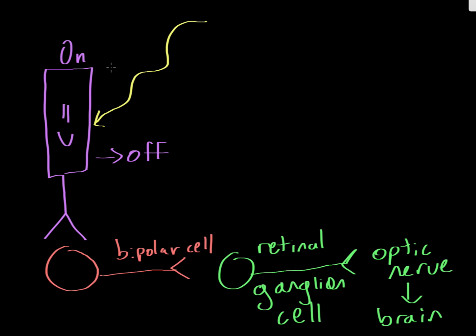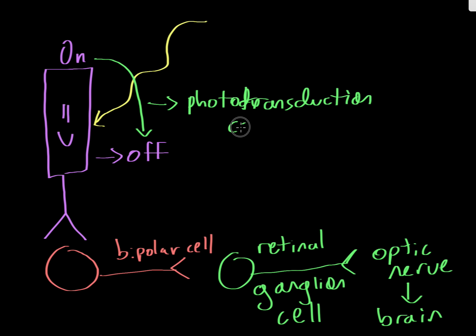So the process of turning the rod from on to off is the phototransduction cascade. This is generally what happens when light hits the retina. It hits the rod, turns on all these cells, and then enters the brain. And then your brain makes sense of what's happening by creating a rich visual field which we can enjoy every single day. All right.